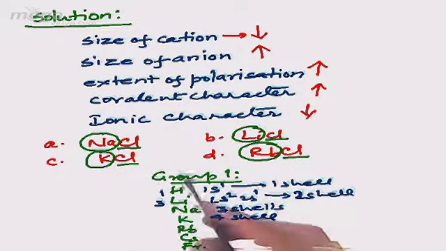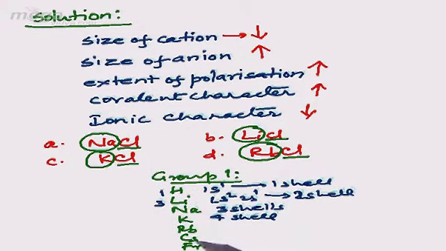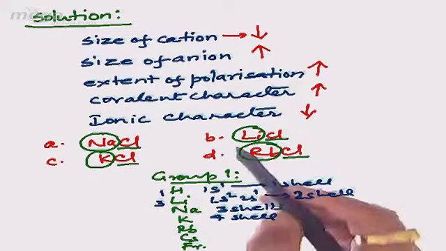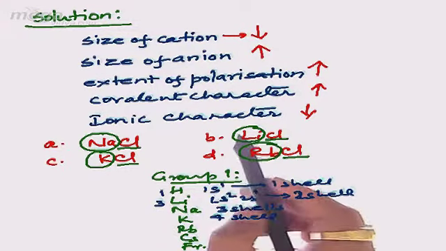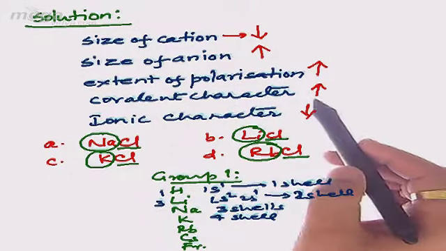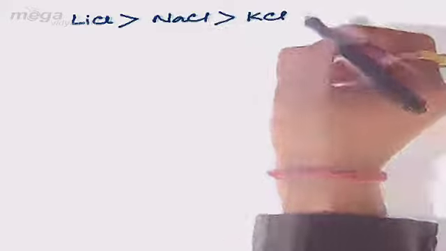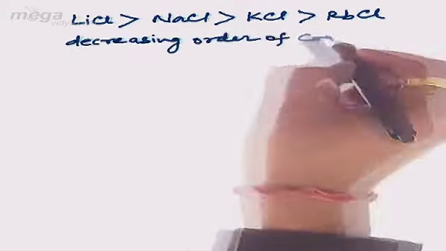Now here in all the 4 options the cationic part belongs to the same group, and on moving down the group the size increases, so lithium being at the top among the 4 will have the least size, so maximum covalent character. So after LiCl we will have NaCl, now KCl, then rubidium chloride. So this is the decreasing order of covalent character.